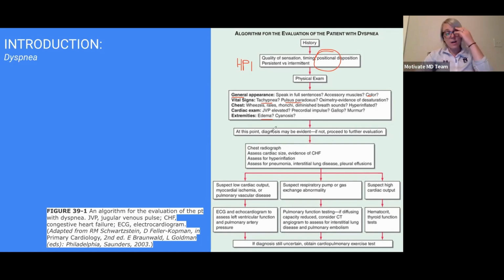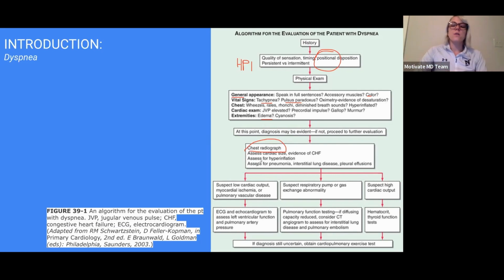But in this diagram, what they're telling us is, okay, at this point, based on a physical exam and a history, the diagnosis could be evident, but we're going to get other things. Here, this says we can get a chest radiograph. And what we're looking at is everything we would look at on a chest x-ray otherwise, which is things like the cardiac silhouette and the lung fields. We're going to see if anything's evident. Is there interstitial patterns? Is there hyperinflation? Is there pleural effusions? Anything like that.